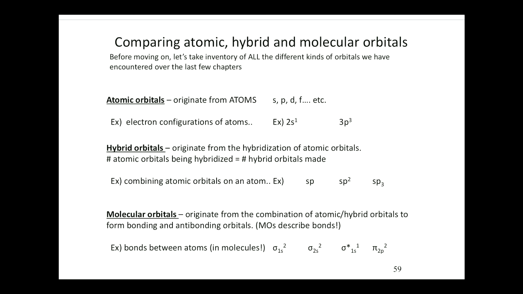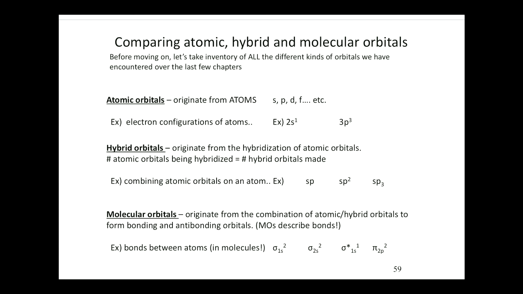The first one we talked about in chapter 6, atomic orbitals: s, p, d. Those are electrons that are on atoms. A 2s1 is an electron in a 2s orbital. If that's a valence electron, that's probably lithium or something like that, right? Because that's an atom. s, p, d, those are atomic orbitals.